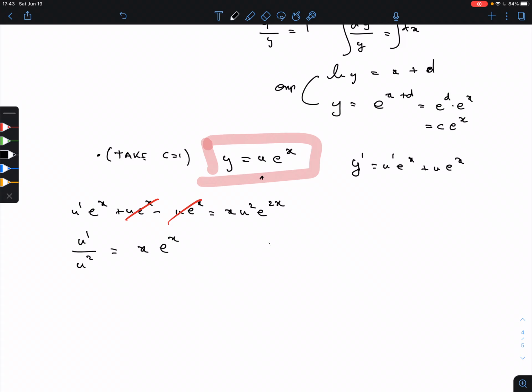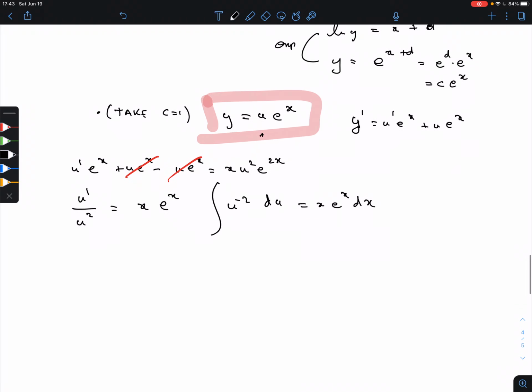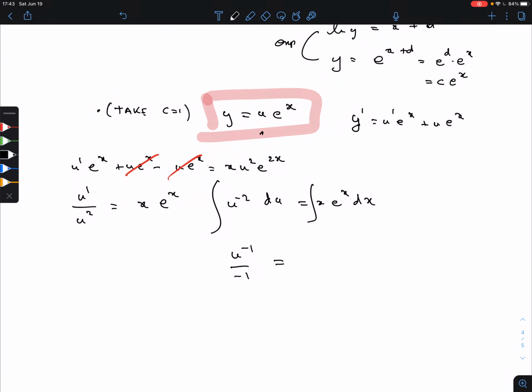And so, or perhaps better to write it this way, u to the minus 2 du equals x e^x dx, and we have to integrate. This is the power rule, add 1 to the exponent and divide by the new exponent, and the right side is equal to, and this is integration by parts, right? So I'm going to do it a little bit on the side here. Unfortunately, there's a u that I have to use, but that's okay. It's temporary. The u stays in the box.